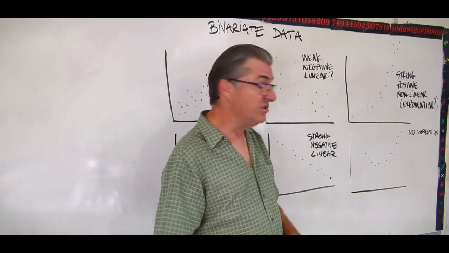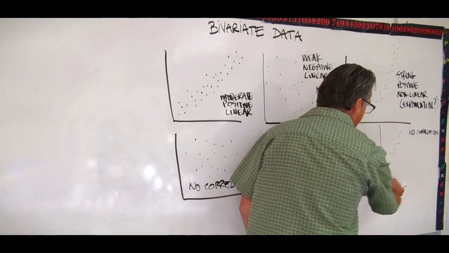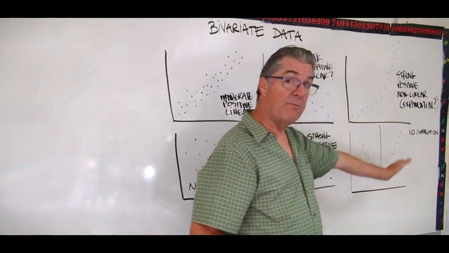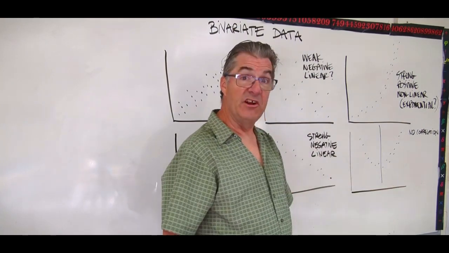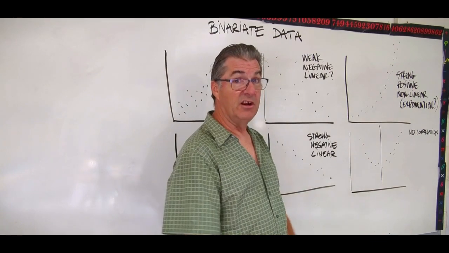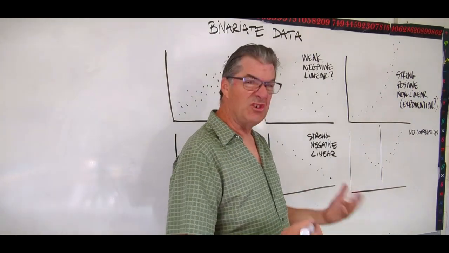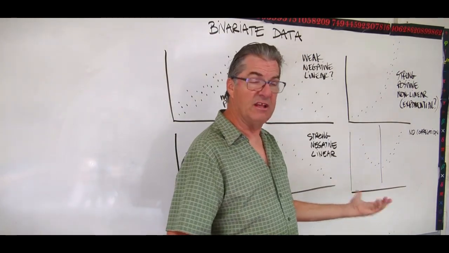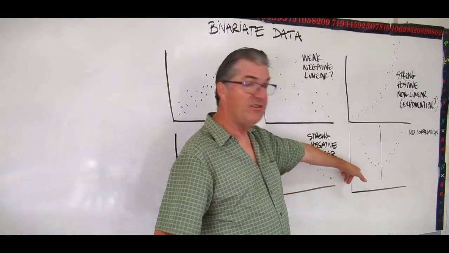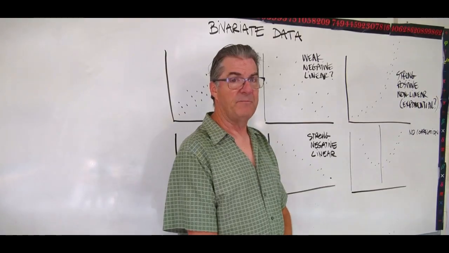Now, one of the things you can do is you can divide it in half, and you could say on this side, we have a strong positive nonlinear correlation, and on this side, we have a strong negative nonlinear correlation. And so you could do that, and maybe there's a situation out in the world where your independent variable causes this kind of a change in your dependent variable.